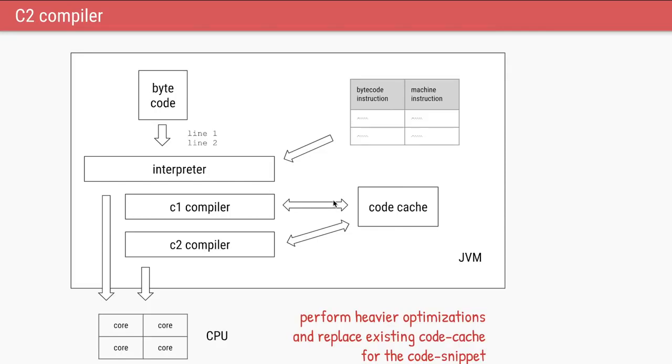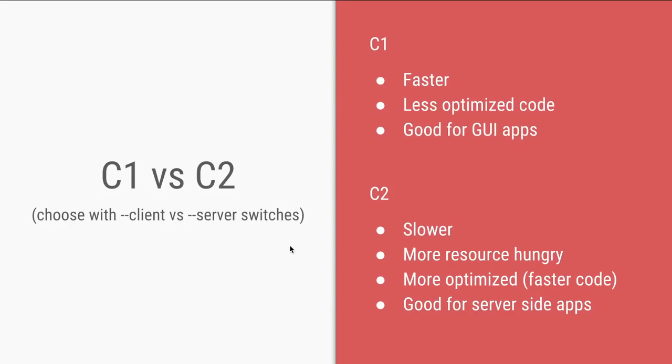The C2 compiler will perform heavier optimizations, and all the corresponding compiled code or machine instructions, just like with C1, it will also keep in the code cache. If the same method was compiled by C1, it will replace that C1 method's machine instructions based on its own output. In Java 7 and before, we could choose which compiler we wanted.